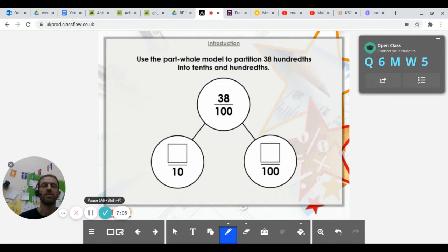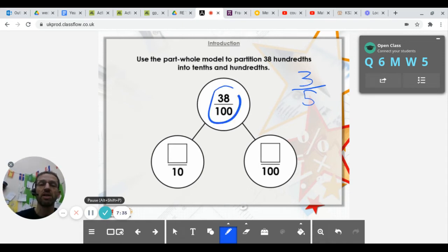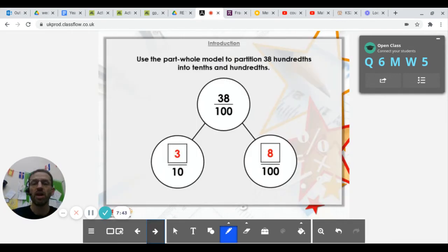Okay, in today's learning, we are going to be looking at the part-whole model to partition hundredths into tenths and hundredths. So here we have a fraction, which is a number of hundredths. It's not like fifths. If I said 3/5, that's 3/5. These are hundredths, which is something we talked about just now in our place value chart. We have hundredths in our place value chart. We want to try and partition this number. We want to split this number into its tenths and its hundredths. Do you know what that would look like? Yeah, there we go. It's 3/10 and 8/100.